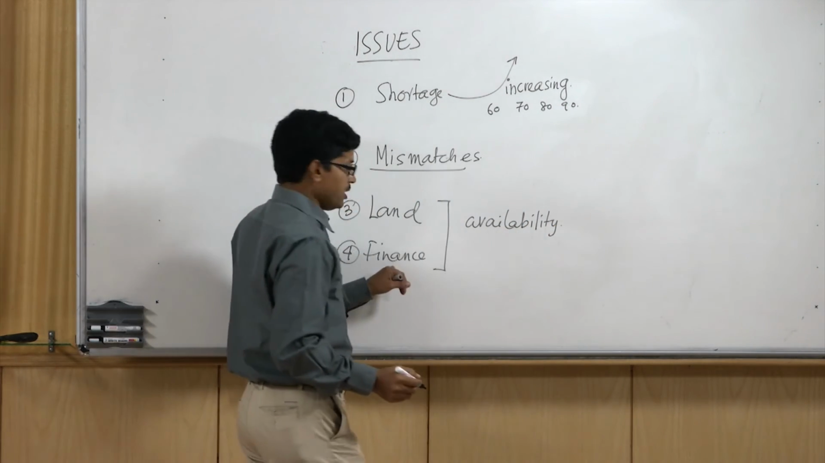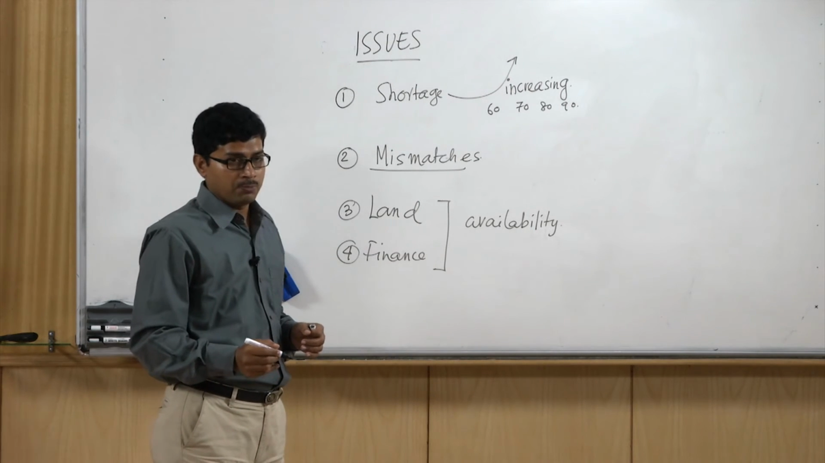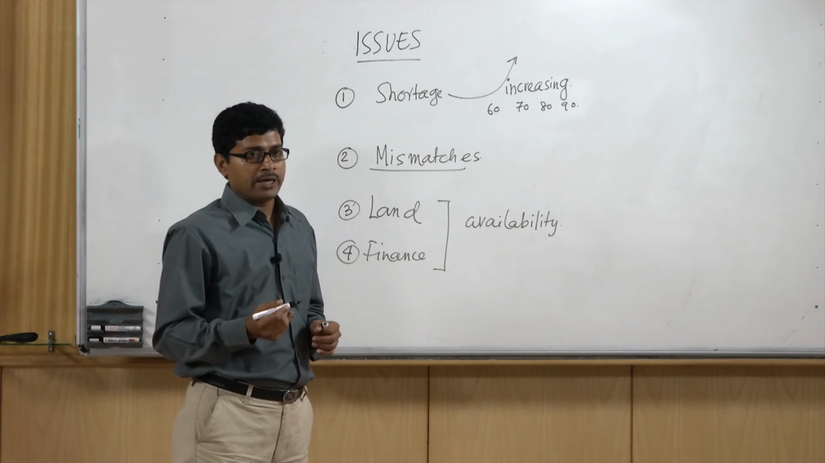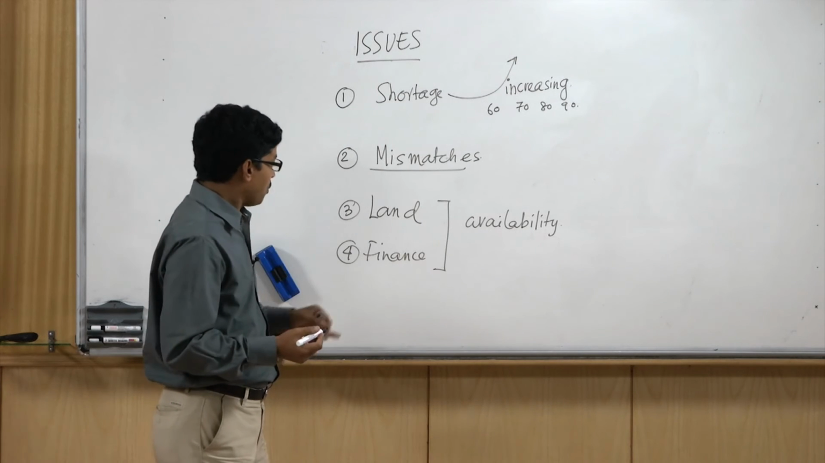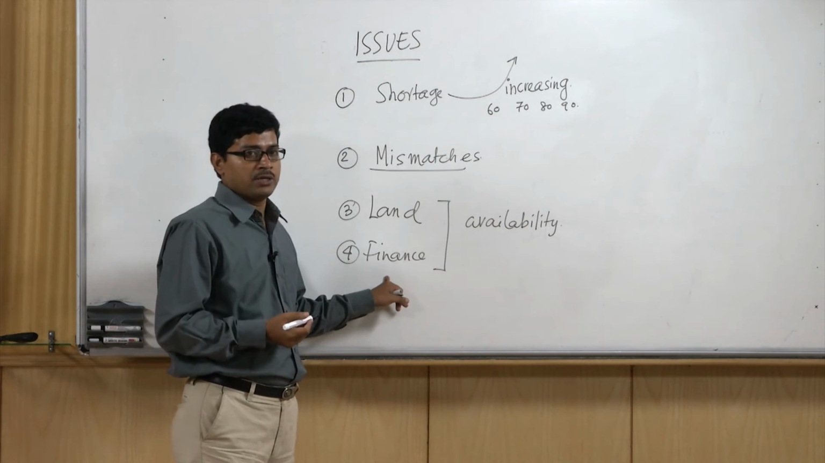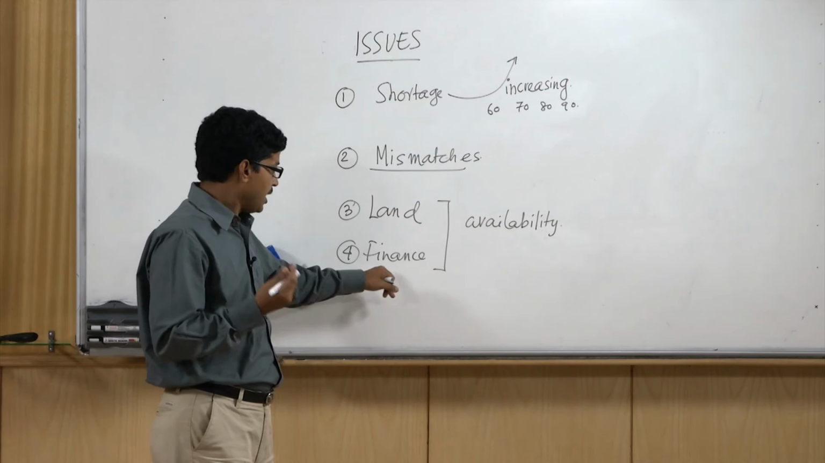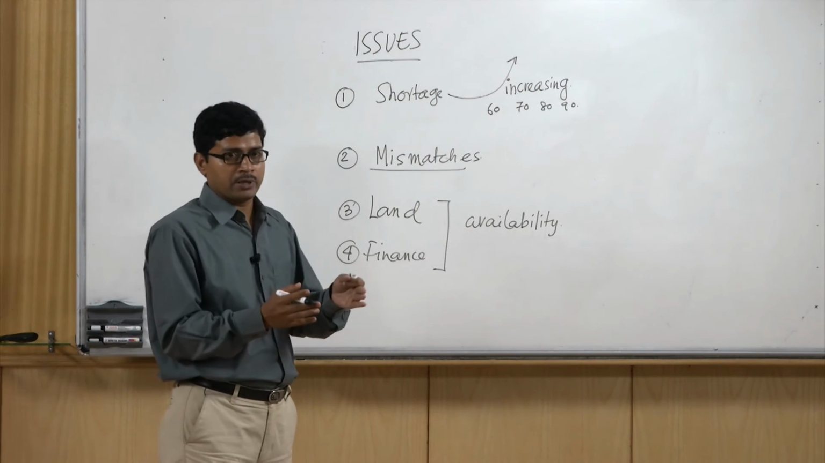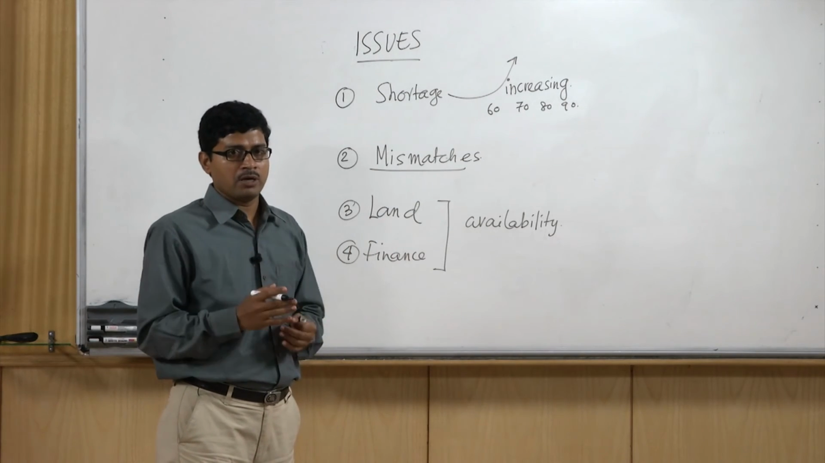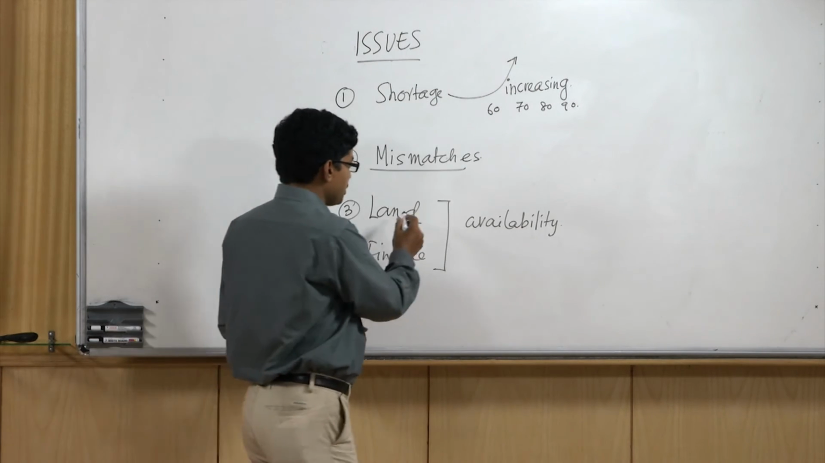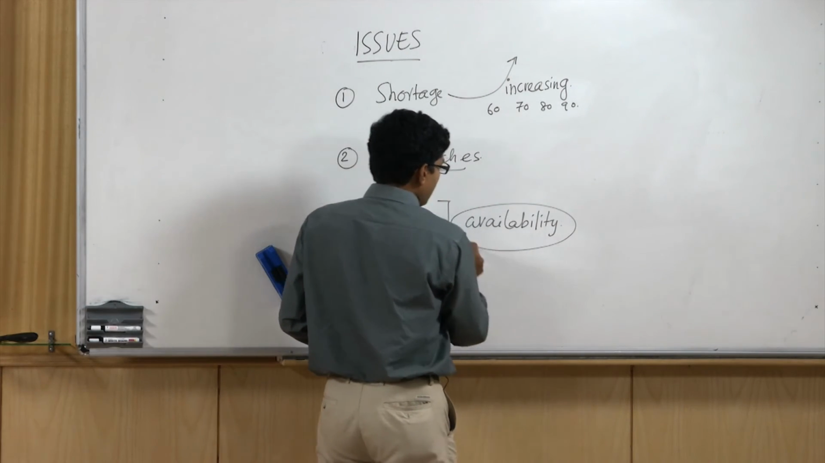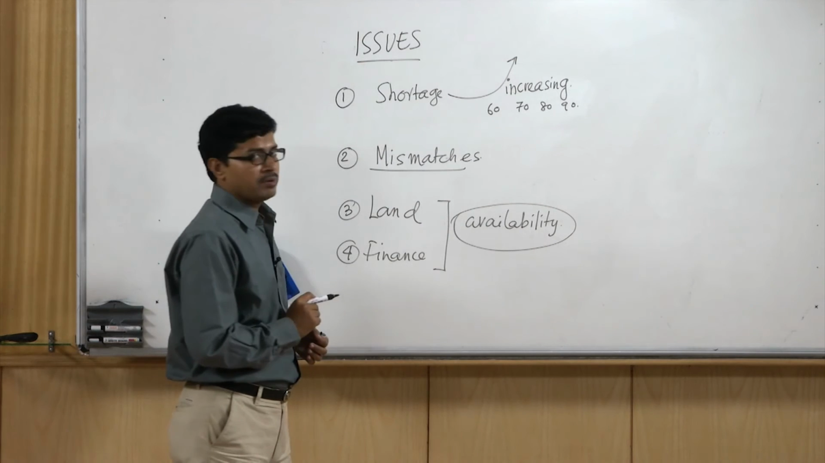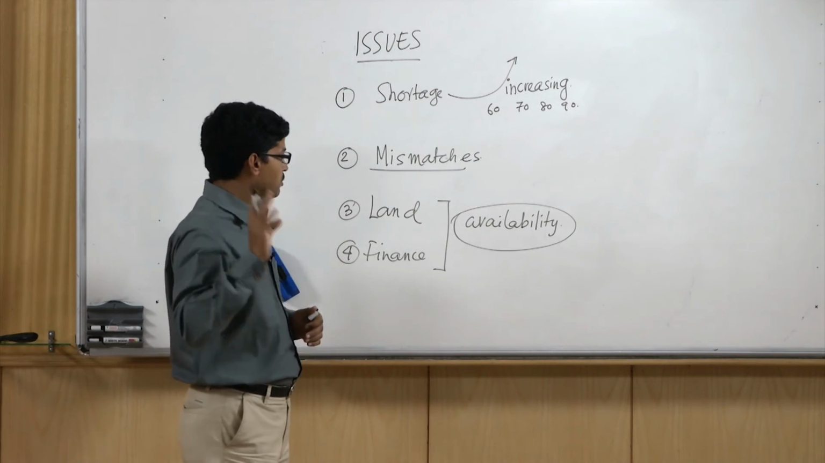When you talk about finance, it is the individual finance of the people. With that, the people can buy a house or an apartment. And also there is institutional finance. With that, a small developer can develop a project, a housing project. So both of these are very crucial issues in terms of availability in India. That we will discuss one by one.